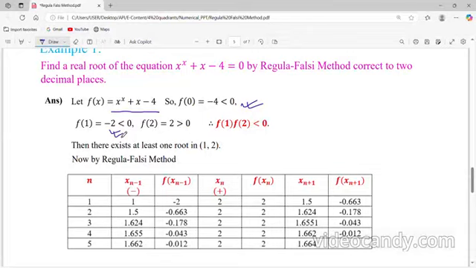So the next point is 2. We are having the positive value. That means for point 0 we are having a negative value, and for point 2 we are having a positive value. So f of 1 into f of 2 is less than 0. Just see here we have less than and here we have greater than. So f of 1 into f of 2 less than 0 means there exists at least one root in 1 comma 2.